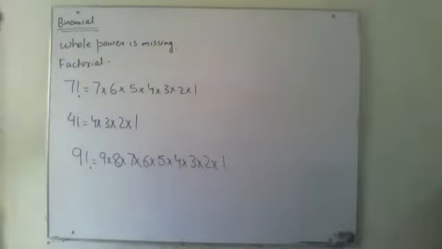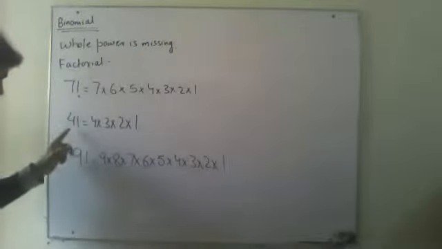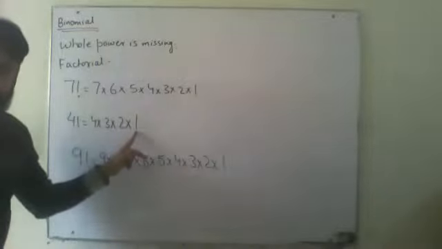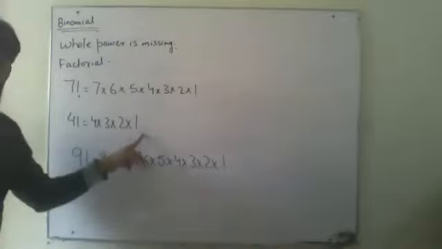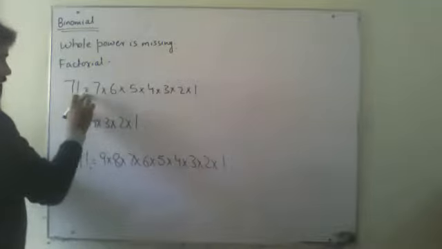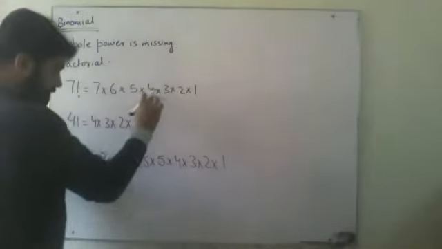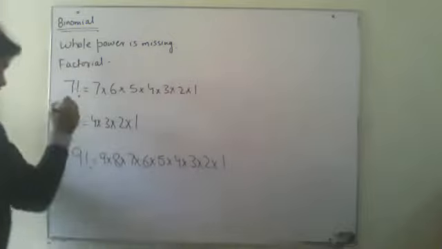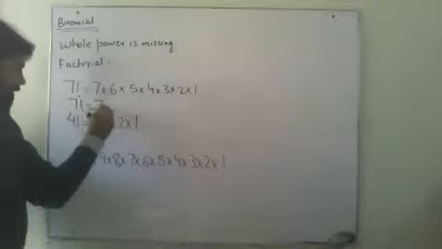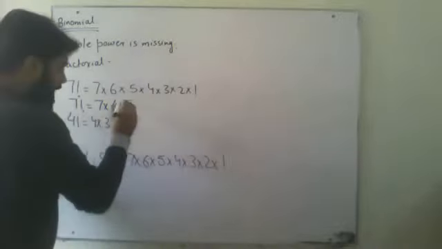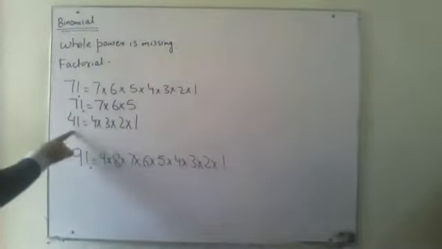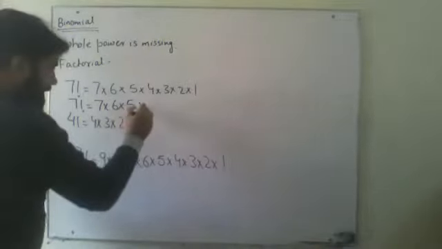Now the second thing we can do over here. See, what is 4 factorial equal to? 4, 3, 2, 1. So this 7 factorial equals 7 into 6 into 5 into 4 into 3 into 2 into 1. Can I write it like this? 7 factorial equals 7 into 6 into 5 and 4, 3, 2, 1, and 4, 3, 2, 1 equals 4 factorial. So I can write it like this.